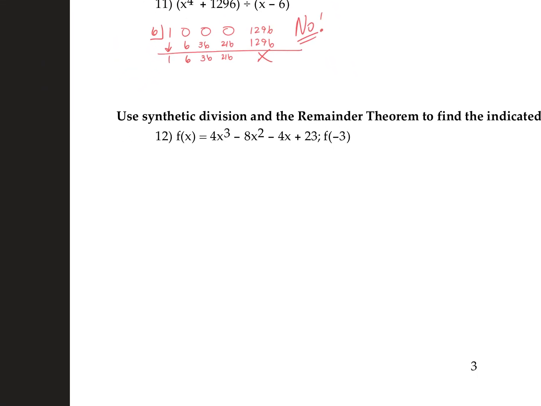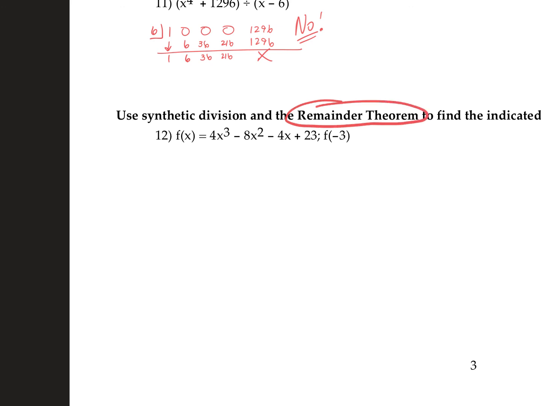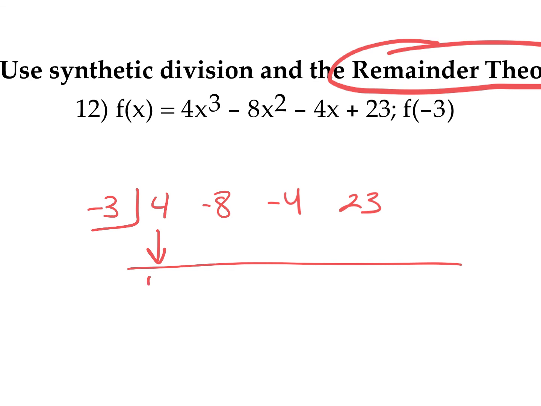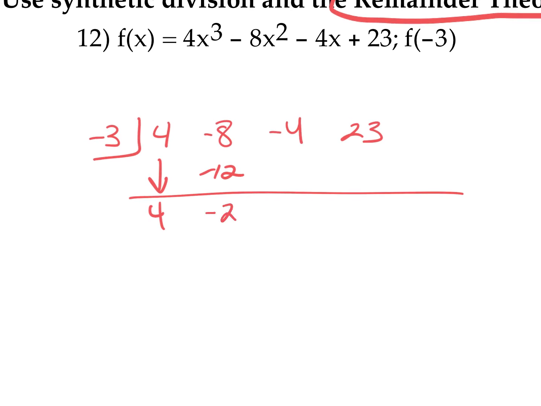This next question says use the remainder theorem. When they tell you to use the remainder theorem, what is the only thing they care about? The remainder. So they're telling you what to use to synthetically divide. So 4, -8, -4, 23. The only thing we care about is the remainder. 4 times -3 is -12. -8 plus -12 is -20. -20 times -3 is 60. -4 plus 60 is 56.